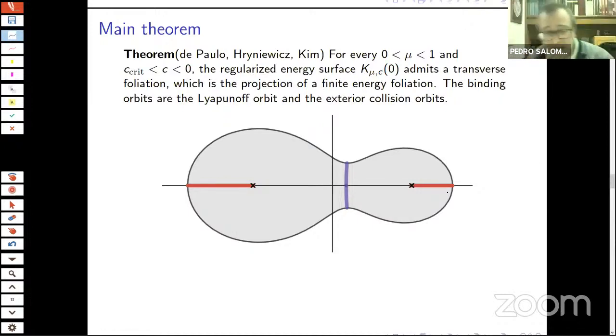So to explain a little bit more of what's happening with this foliation. So this foliation has a singular set, and this singular set has 3 periodic orbits. So these 3 periodic orbits, they are what we call the exterior collision orbits.